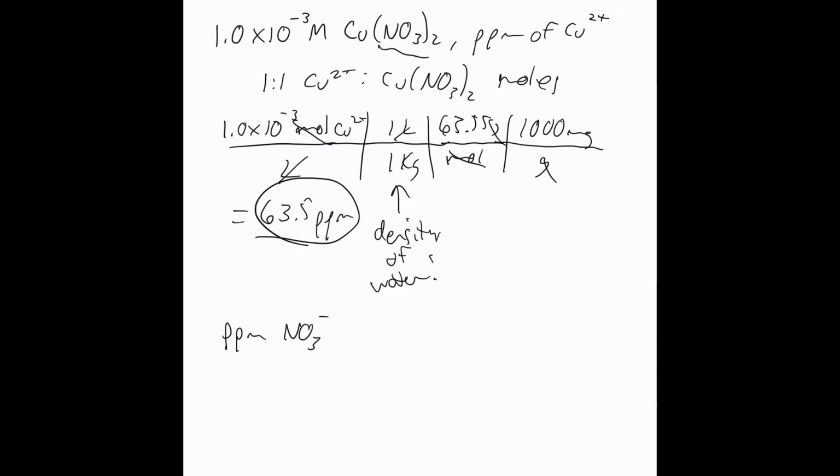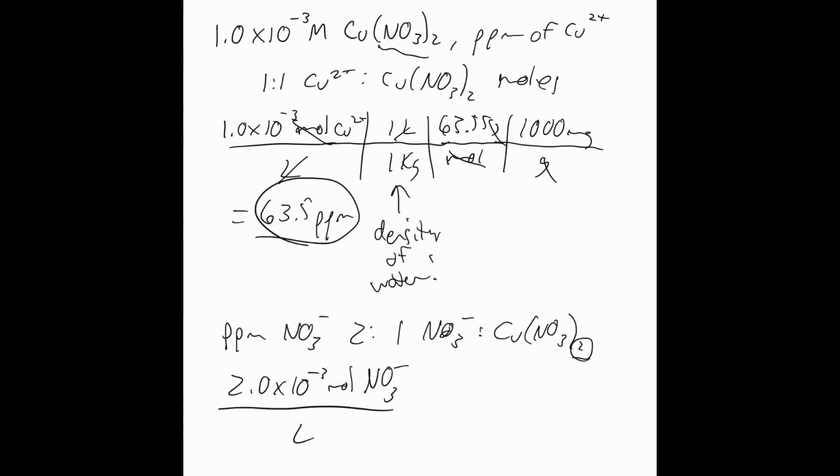Now, if I ask the same question about parts per million of nitrate, that's a little trickier because you have 2-to-1 nitrate to copper nitrate. And so that means we would end up with a concentration of 2 times 10 to the minus 3 moles of NO3 minus per liter. And then we would go through this process, 1 liter per kilogram. The molar mass is 62 grams per mole times 1,000. And we would end up with 124 parts per million.